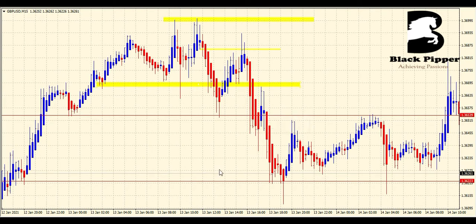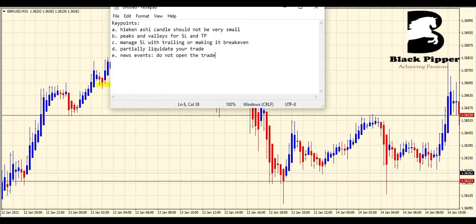Okay. The next thing is, as I discussed before, the small Heikin candles should be avoided. You should not trade when the Heikin candle is small. Okay. Then, if price is consolidating, then wait for the breakout.